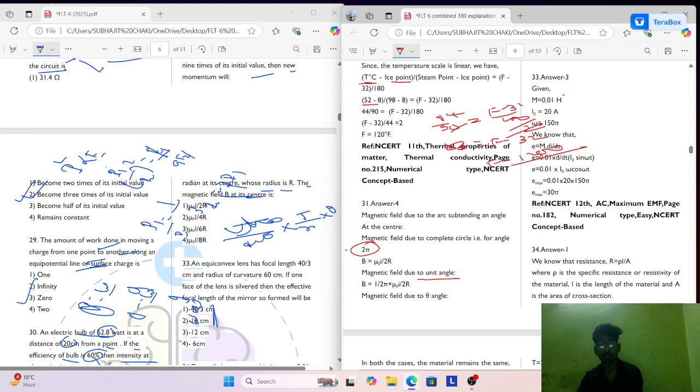Equiconvex lens of focal length 40 by 3 centimeter, radius of curvature 60 means focal length will be equal to 30. If one of the faces of the lens is silvered, the effective focal length of the mirror will be? One of the faces is silvered, so it is not refracting, right? So 1 by f net equals 1 by f1 plus 1 by f2. So 1 by f net equals 2 by fl plus 1 by fm. This one is silvered, one is not. So minus 2 into 3 by 40 in case of this, and 1 by 30. If you calculate all of this, you will get minus 12 centimeter as the net focal length.